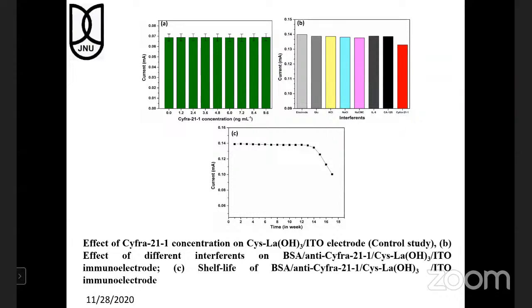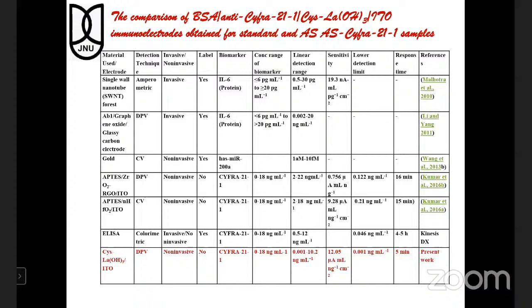Stability was also checked up to 18 weeks. Stability is a main point for biosensor application. If your electrode is not stable, it is of no use. In this case the stability is not so good, but it can be improved if you use different nanomaterials. We compared our results with those already published in the literature, and our work is more sensitive: the sensitivity is around 12 microampere, and the low detection limit is 0.001 nanogram per ml.